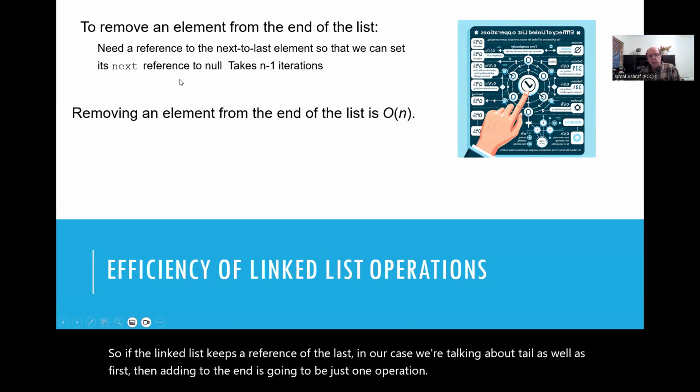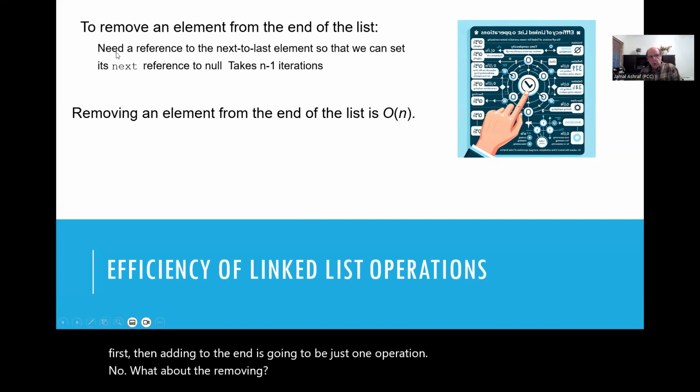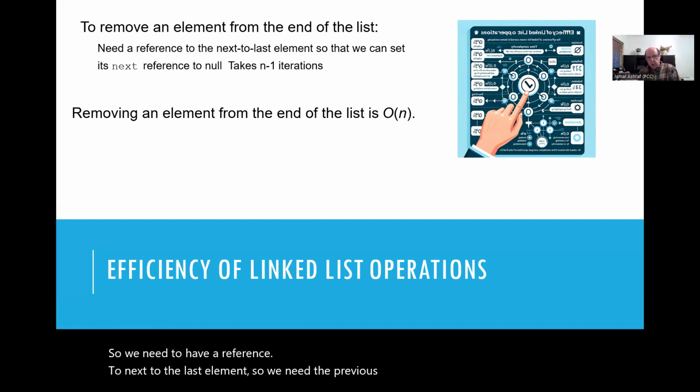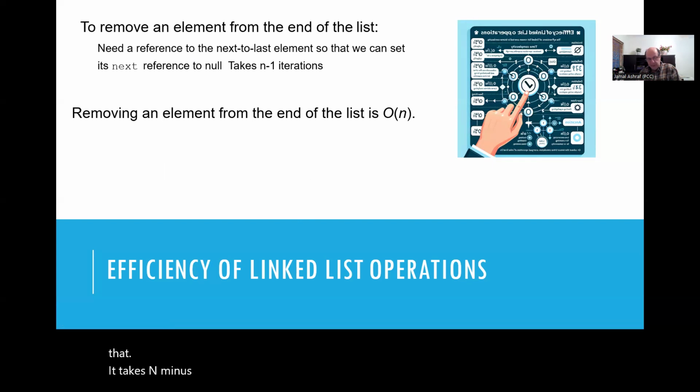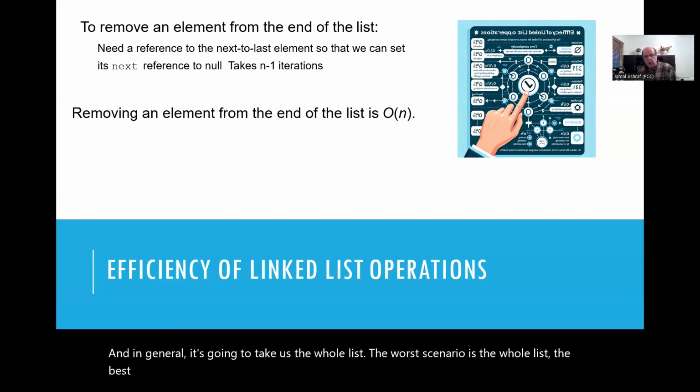Now, what about removing? We need to have a reference to the element next to last. We need the previous element to be able to remove it. For that, it takes n minus 1 steps to get to that element. In general, it's going to take us the whole list. The worst scenario is the whole list. The best scenario is going to be just one. The worst would be visiting each one of them to find the one that we're looking for.